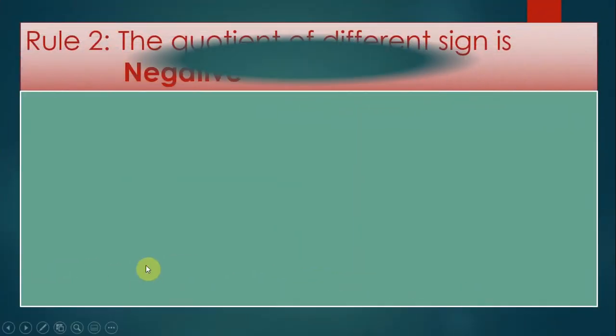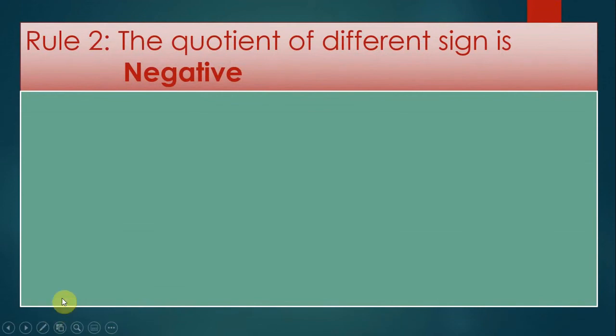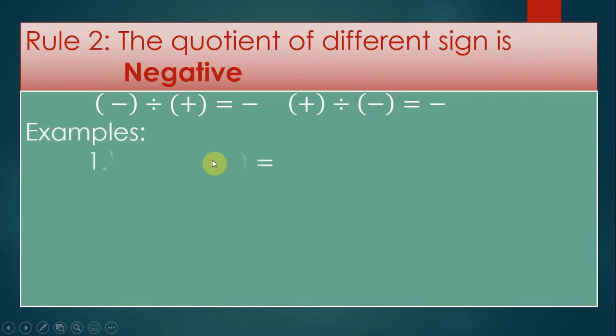Okay, now next example. So rule number 2 for division of integer is that the quotient of different sign is negative. Here it is. So negative divided by positive, they have different sign. The quotient is negative. Positive divided by negative, the answer is negative. So they have different sign. Here are the examples.